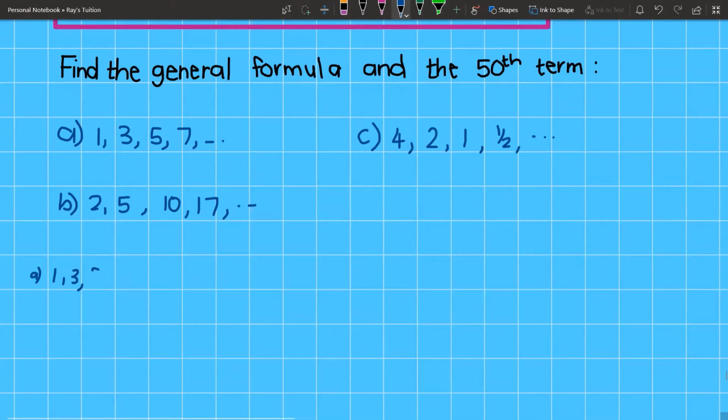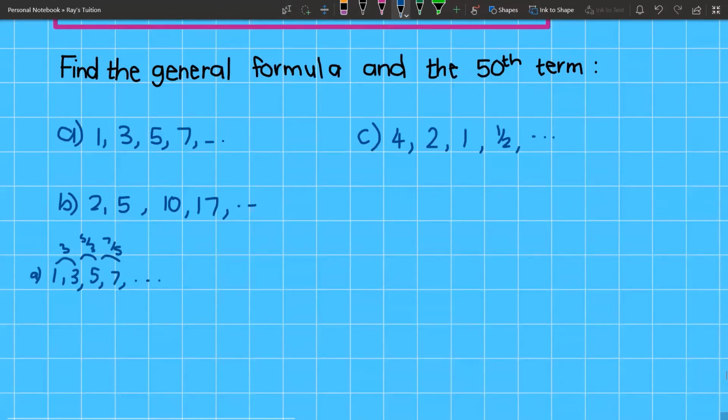1, 3, 5, 7. Before we can find the general formula, we have to find out what type of pattern it is. So we can divide to find a ratio. 3 divided by 1 is 3, 5 divided by 3 is 5 over 3, and 7 divided by 5 is 7 over 5. So there is no common ratio, so it is not geometric.